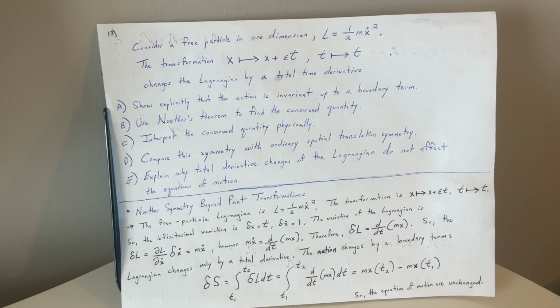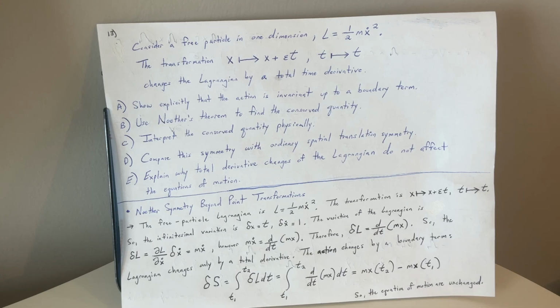For letter A, show explicitly that the action is invariant up to a boundary term. Letter B, use Noether's theorem to find the conserved quantity. Letter C, interpret the conserved quantity physically. Letter D, compare the symmetry with ordinary spatial translation symmetry. And letter E, explain why total derivative changes of the Lagrangian do not affect the equations of motion. So this is a Noether symmetry beyond point transformations problem.